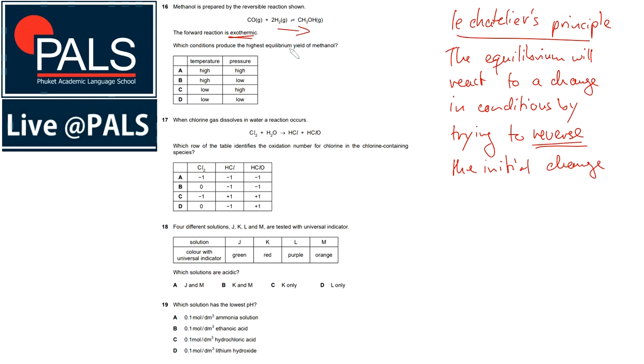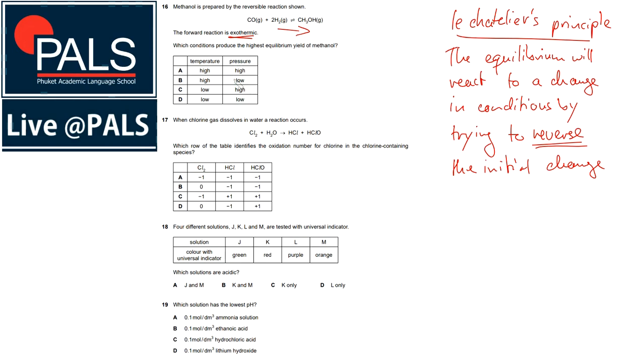So that means if we lower the temperature, then our system tries to increase the temperature, so it will favor the exothermic reaction, which is the forward reaction. So that means temperature low. Low temperature favors the exothermic reaction. The system will try to increase the temperature again. So it's either C or D.